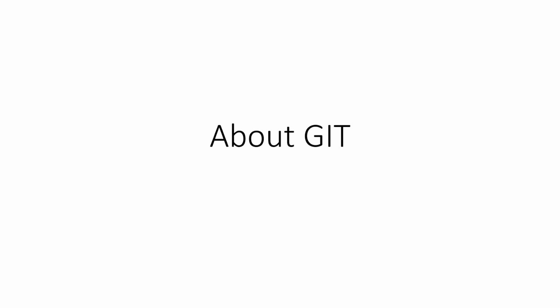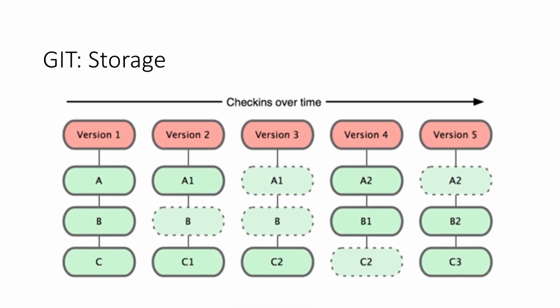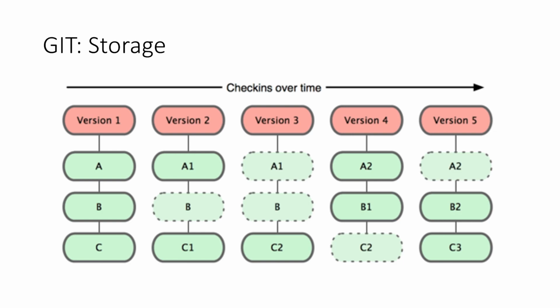So, what is Git in a nutshell? The major difference between Git and any other version control systems is the way Git thinks about its data. Conceptually, most other systems store information as a list of file-based changes. These other systems, CVS, Subversion, and so on, think of the information they store as a set of files and the changes made to each file over time. Git doesn't think of or store its data this way.